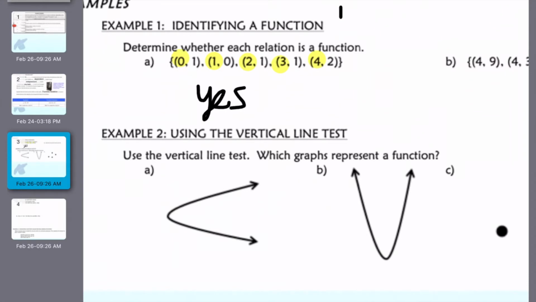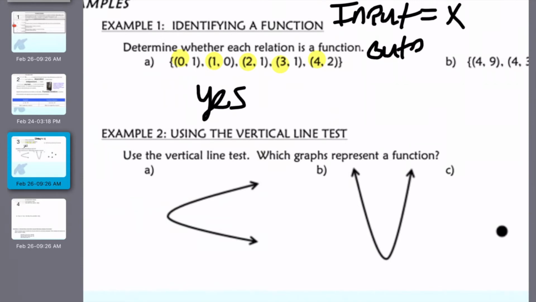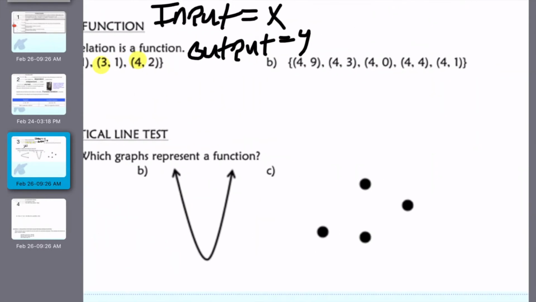And remember, I can think of input as x and output as y. Let's look at part B. If I look at part B, I look at my inputs here and they are all the same. And in fact, every input that I have has a different output. So this is really saying my one input could have several different outputs, which is exactly not a function. So no, this is not considered a function.